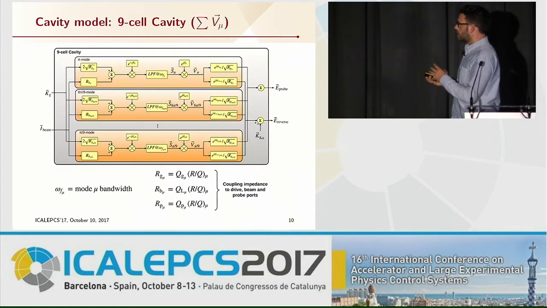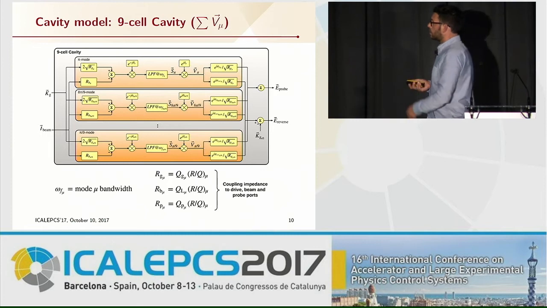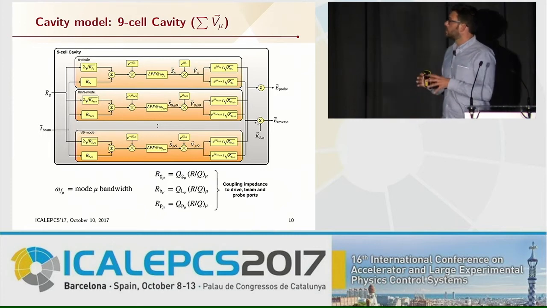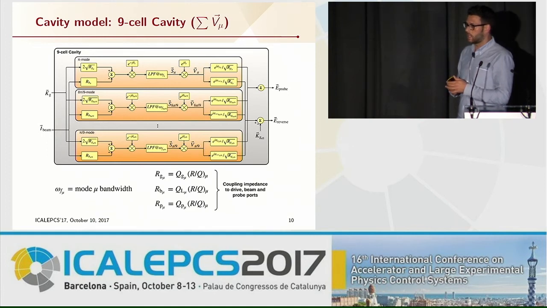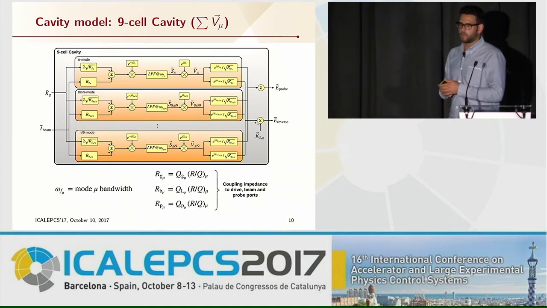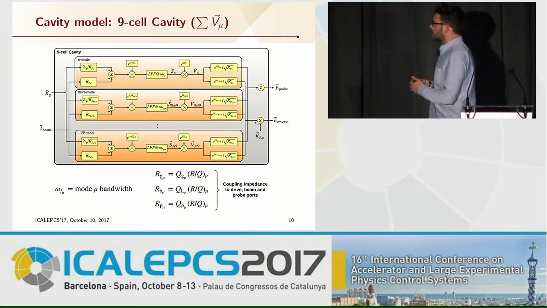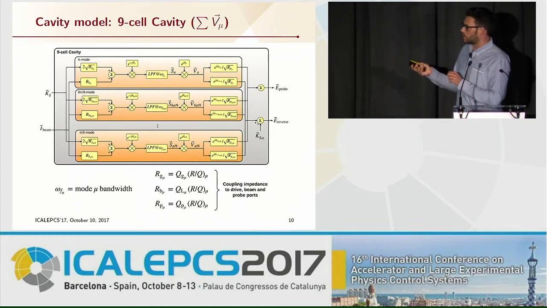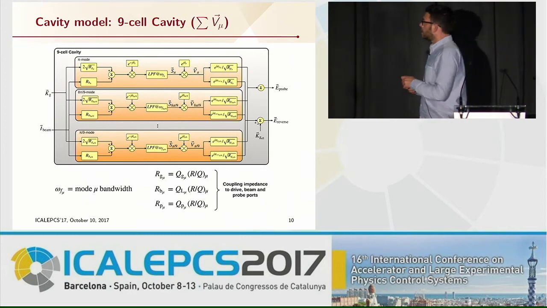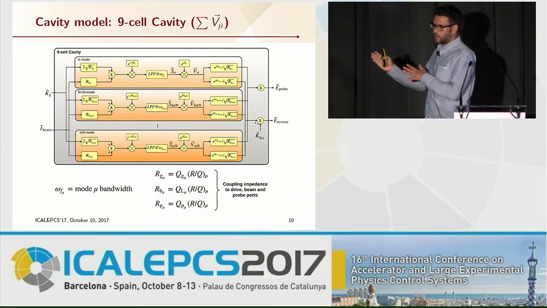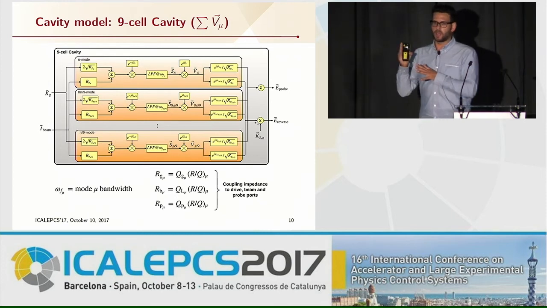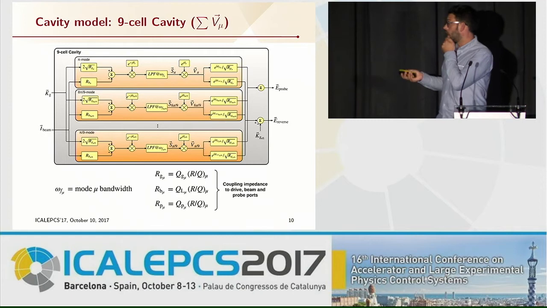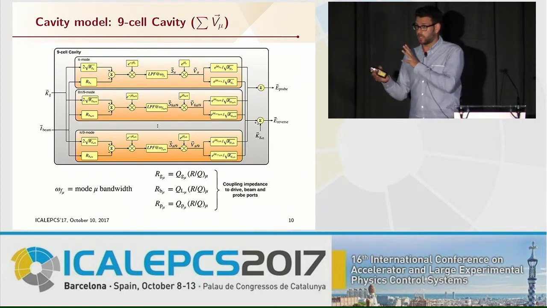So in our models, we need to take this into account, and what we do is we take this 9-cell cavity and we decompose the field inside it into its eigenmodes, and then we apply the principle of superposition to calculate the overall field. Each one of these boxes here represents each one of those eigenmodes, which is interesting in particular in these cavities because we have the fundamental mode that we want to excite to accelerate the beam, and then we have the 8π/9 mode that is very close to the fundamental, so we need to apply a notch filter to notch it out inside the FPGA controller.